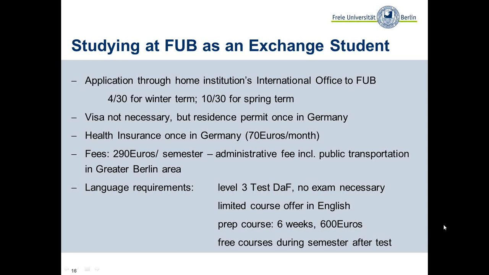And if a student is not quite sure if he or she is up to the requirements or wants to freshen up the language abilities, FU is offering a preparation language course 6 weeks before the semester starts, so early September and in March. It's a very intensive course, comes at the price of 600 euros, but obviously this price is much lower than what they would pay at a private language school in Germany, and they get credits for these courses. And then during the semester, they can take language courses for free at the Sprachenzentrum.